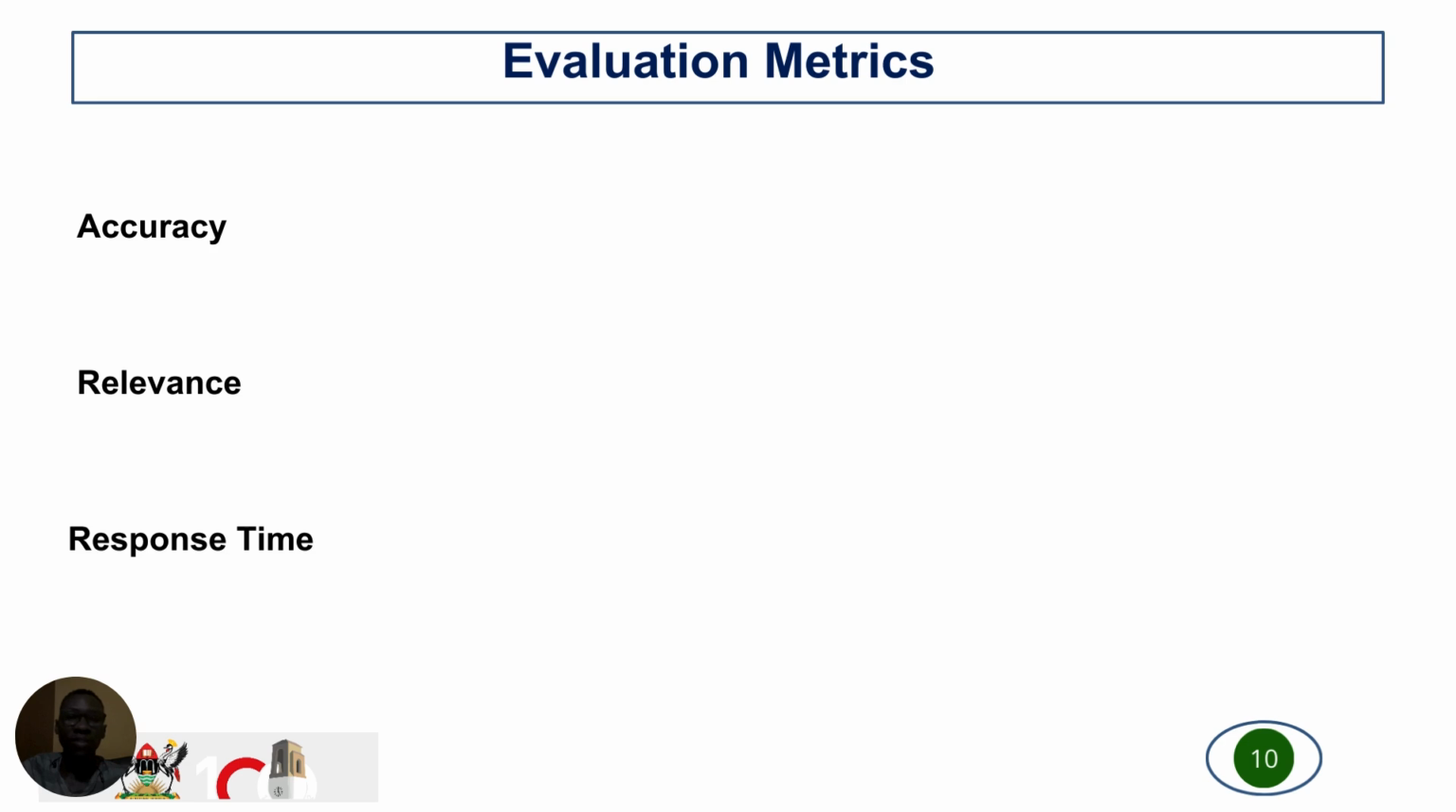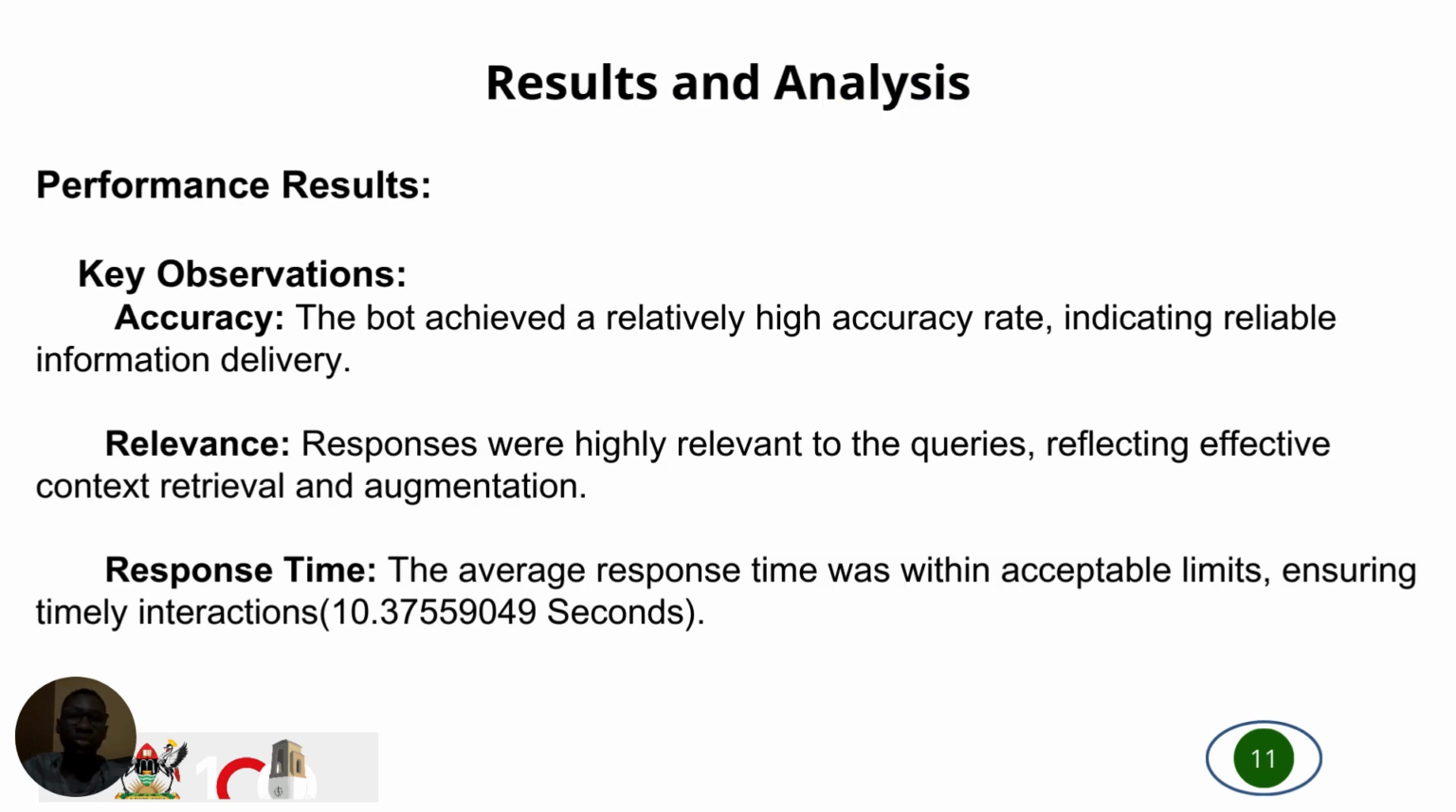So the evaluation metrics I considered are accuracy, relevancy, and response time. So the results are the performance results. There are three key observations. The accuracy: my bot achieved a relatively high accuracy rate, indicating reliable information delivery. Then relevancy: responses were highly relevant to the gestational diabetes queries, reflecting effective context retrieval and augmentation.